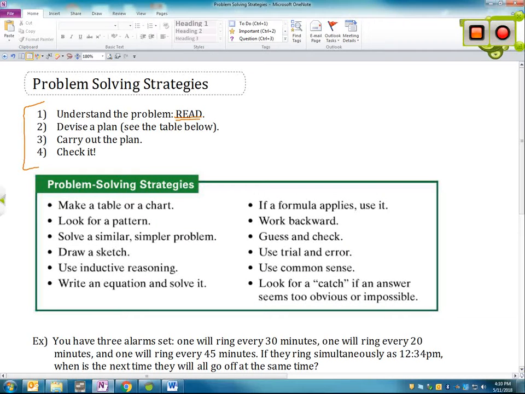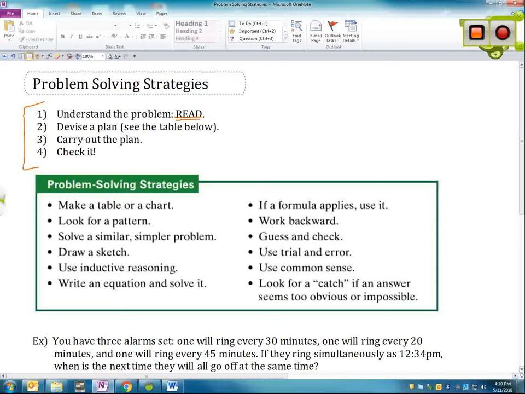Second, we need to devise a plan. We've got a lot of different lists on this problem-solving strategies chart here, and we are going to go through a couple of those. Making a table or a chart, if we have like a list of things, that might be a good idea. Looking for a pattern, we've done some number patterns. So this is also one where we should be familiar with.